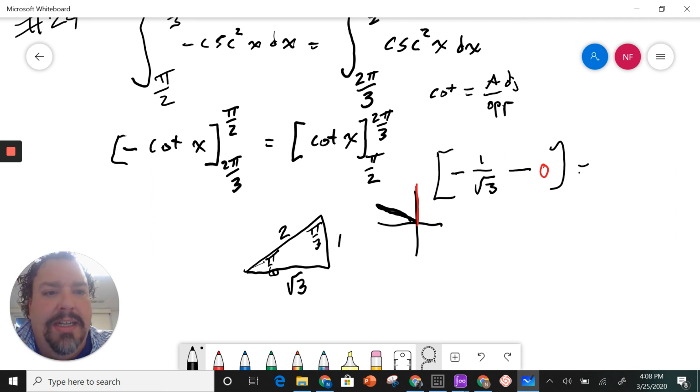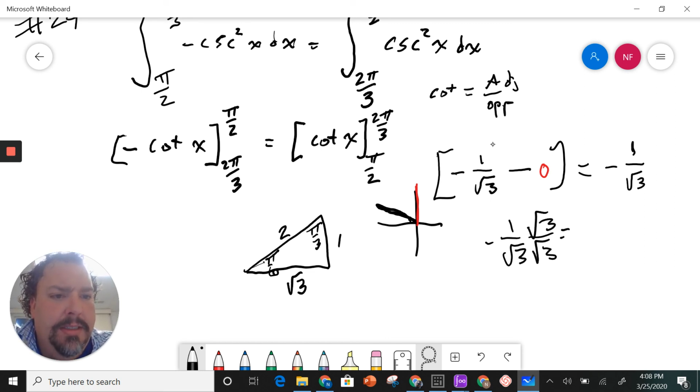So we can simplify this, and we would have negative 1 over the square root of 3. Now, sometimes you don't want to leave it as square roots on the bottom, so you may multiply the top and the bottom by another square root of 3 to rationalize that. And that's going to give us negative square root of 3 over 3 for our final answer. So that is how you do 23 and 24.